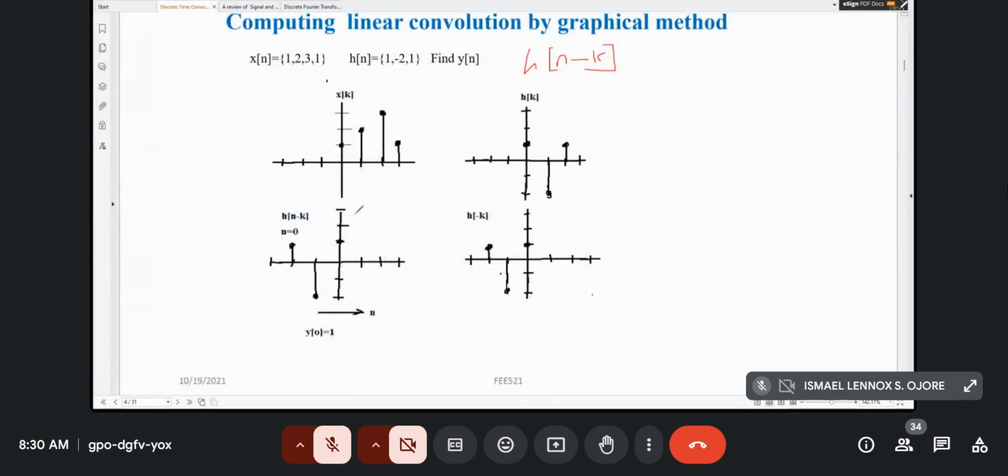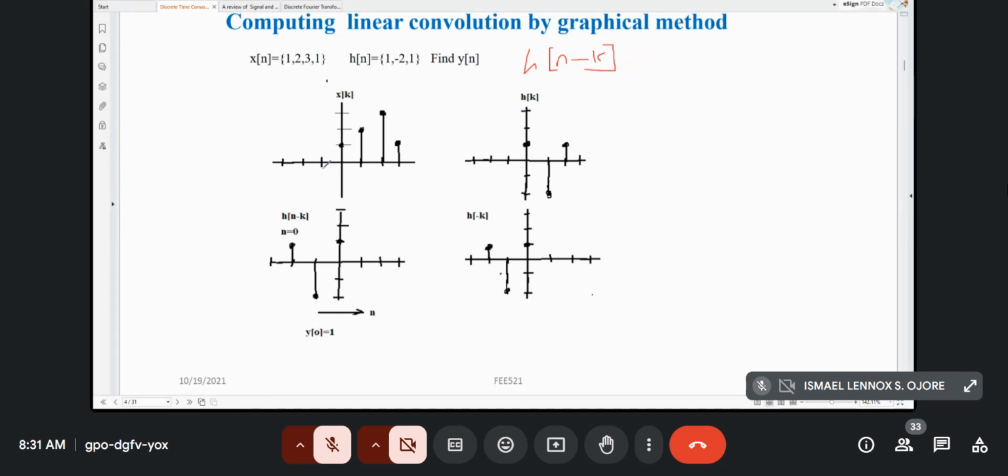What that means is that you are multiplying and then moving. So when n is 0, it will simply be the same graph here, isn't it? When n is equal to 0, you get h of n minus k. That will give you, when n is 0, the y0. So you begin doing point-wise multiplication.